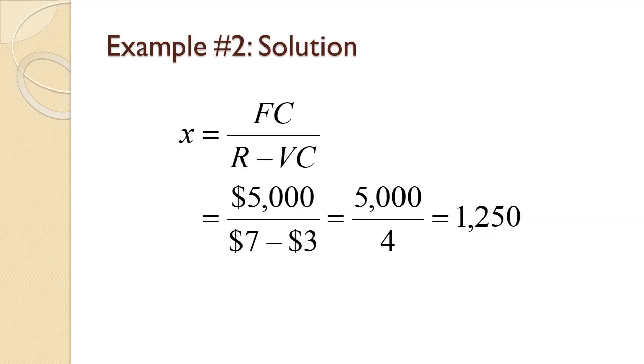Plugging in $5,000 for the fixed cost, $7 for the revenue per unit, and $3 for the variable cost per unit, and performing the math gives us a break-even point of $1,250.